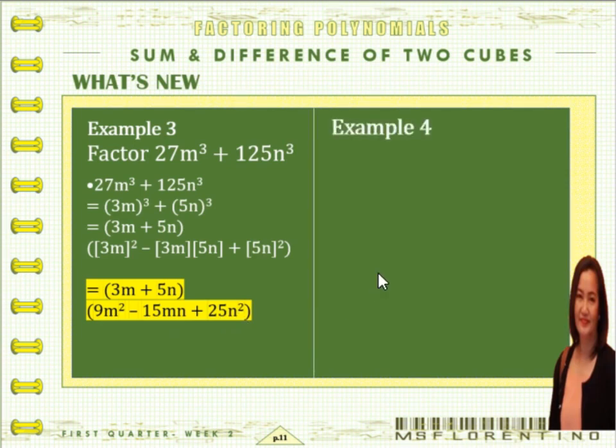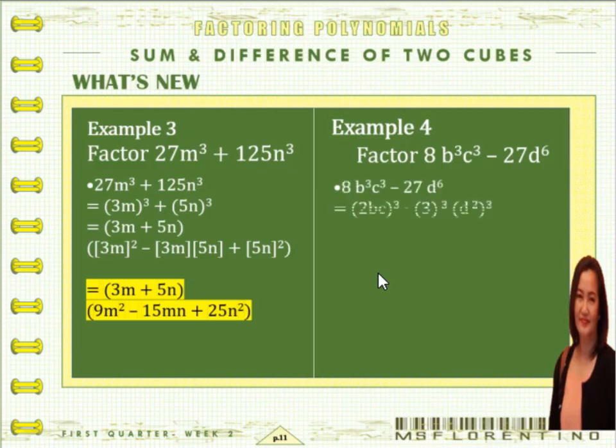Example 4. Factor 8b cubed c cubed minus 27d to the 6. To do this, again, we get the cube root of the first term and the second term. So the cube root of 8 is 2, the cube root of b cubed is b, and the cube root of c cubed is c. For the second term, the cube root of 27 is 3. The cube root of d to the 6 is d squared. So this is now our binomial factor.